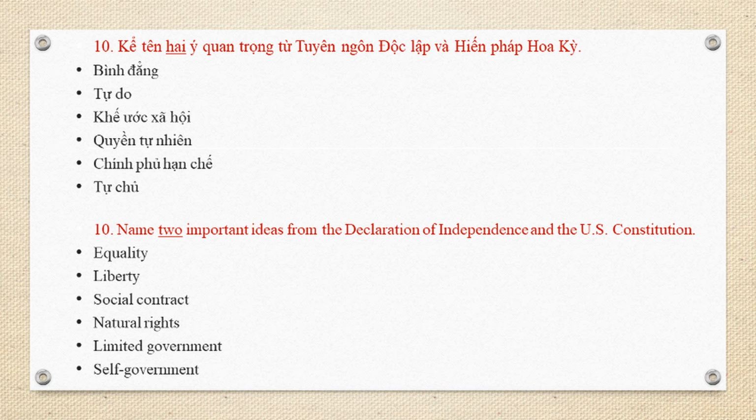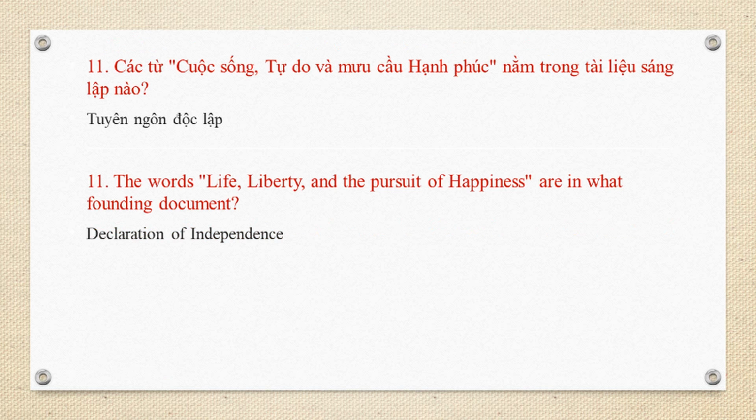10. Name two important ideas from the Declaration of Independence and the U.S. Constitution. Equality. Liberty. Social contract. Natural rights. Limited government. Self-government. 11. The words life, liberty, and the pursuit of happiness are in what founding document? Declaration of Independence.